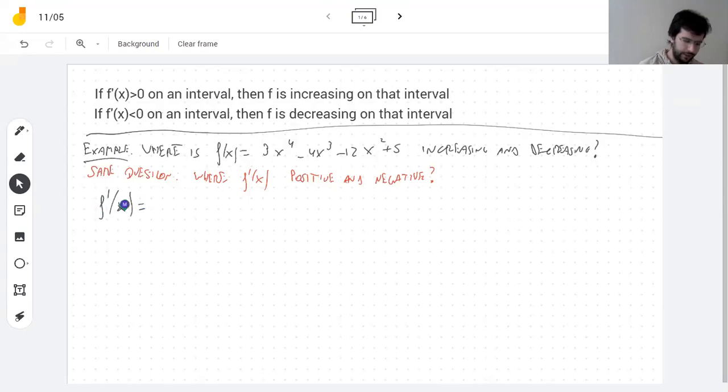So you leave the coefficient where it is. You put the exponent out in front, and you subtract one from the exponent. That's the power rule. And you do that for all the terms in the polynomial. And the constant term becomes zero. So we gotta figure out where this function is positive and negative.